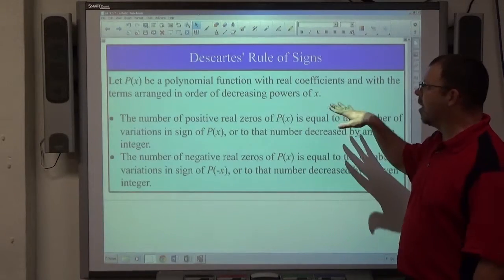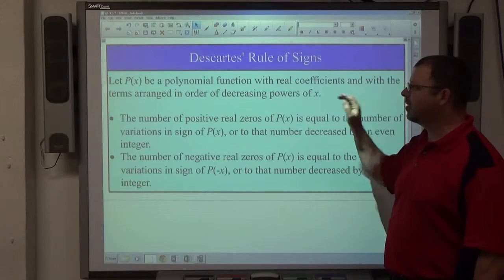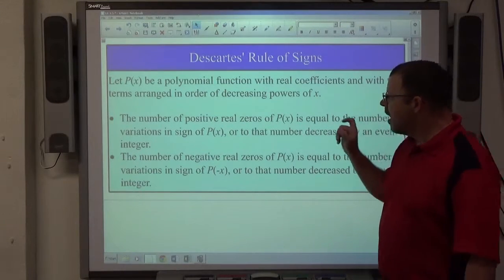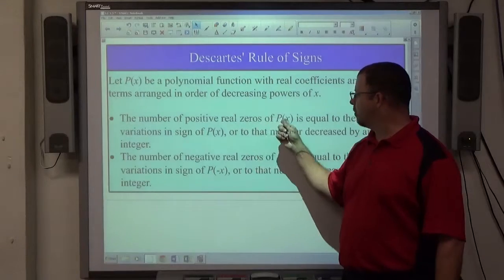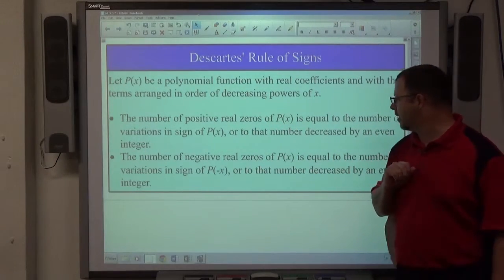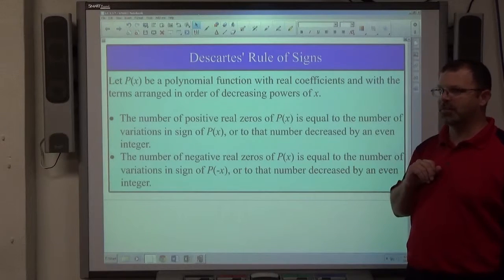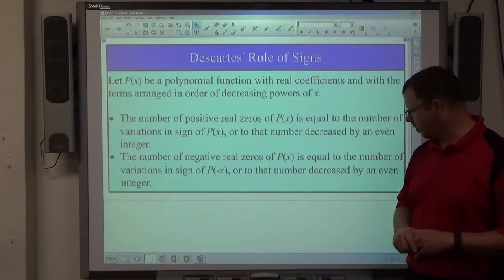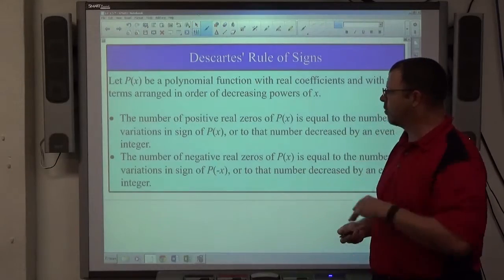But if you have a regular polynomial function with real coefficients in descending order, the number of positive real zeros of p of x is equal to the number of variations in sign of p of x, or that number decreased by an even integer. Okay, let me translate that into real words, because that's the official rule.